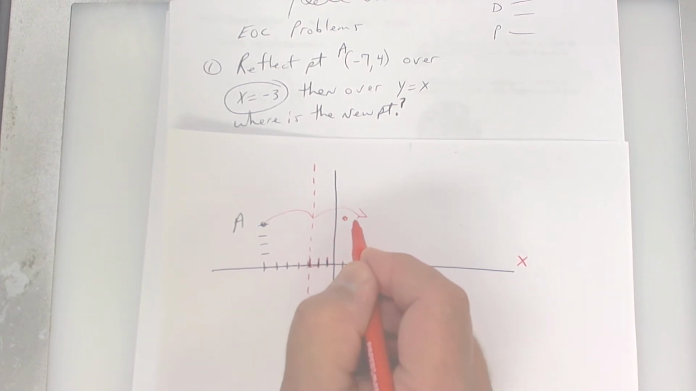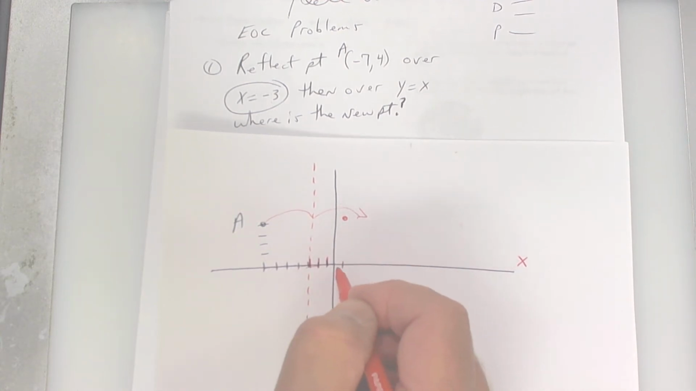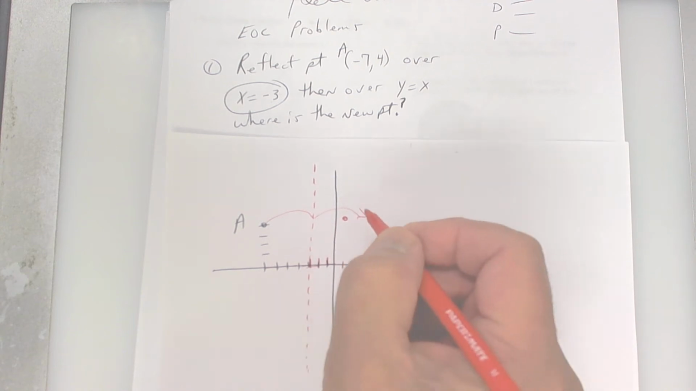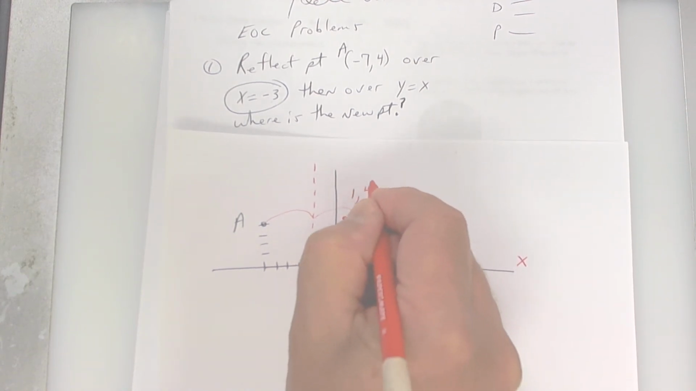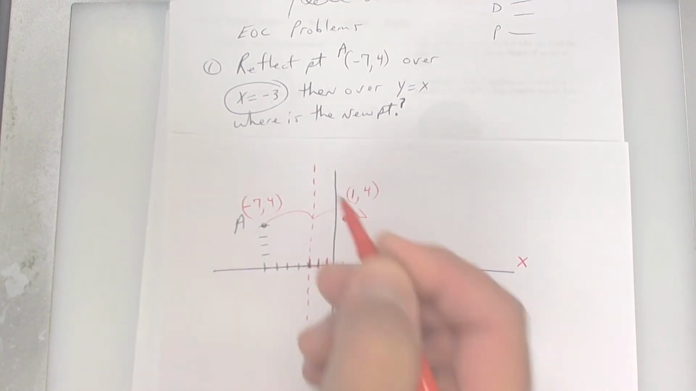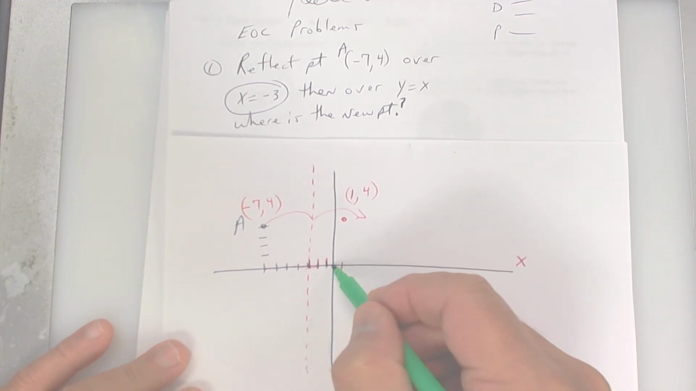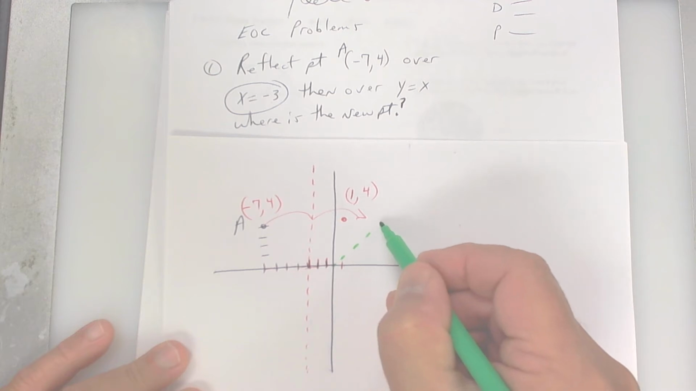So this point right here, the reflection, would be over 1 up 4. So the new point is over 1 up 4. The original point was -7 up 4. Okay? So we reflected it over that line. And you have to be able to graph that line or you can't do it. Now, y equals x looks like this. Y equals x is a 45-degree line.